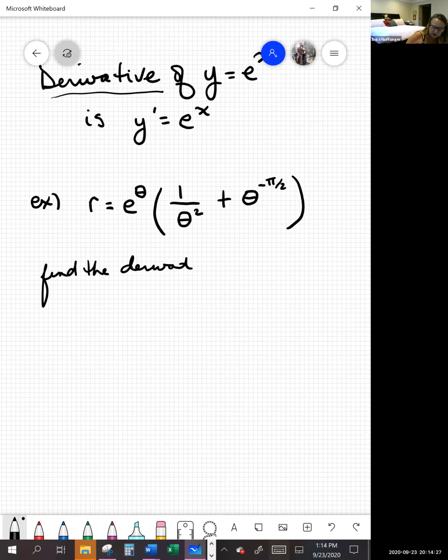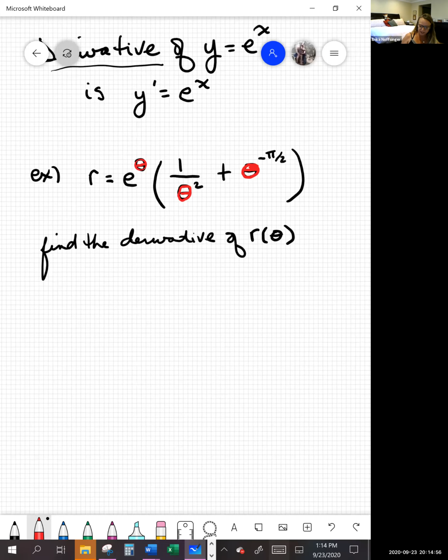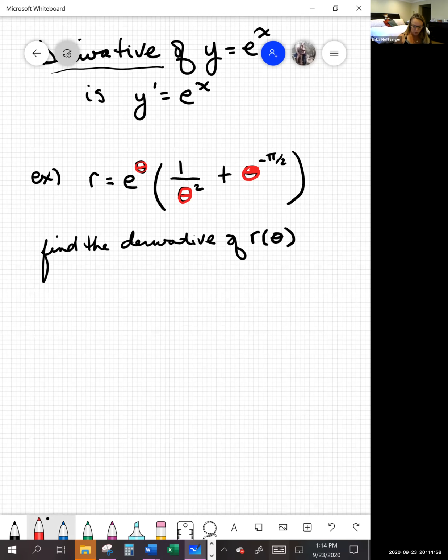So basically this is r, but if it helps you to think of it better, this is really r sub theta. So find the derivative of r sub theta. The variable we're taking the derivative with respect to here is theta. If this had been f of x, the variable would be x, but this is just theta, so treat theta like it's x. When we take the derivative, we can use our general power rule. We're also going to need the product rule here because we have e to the theta times this.